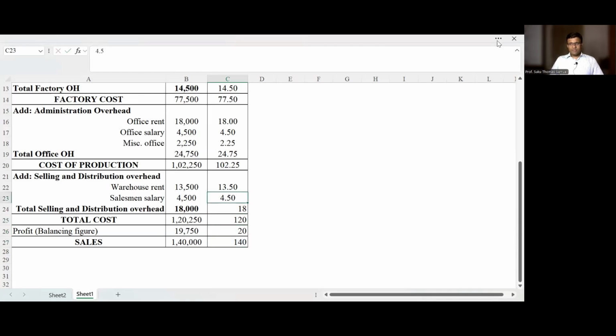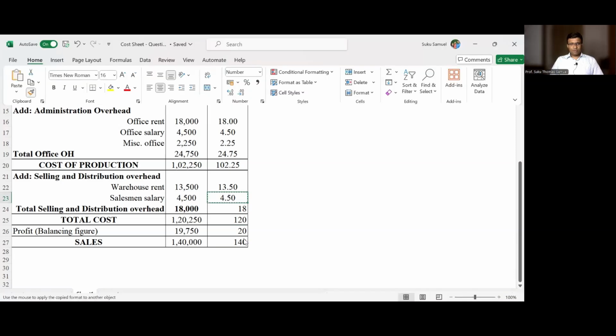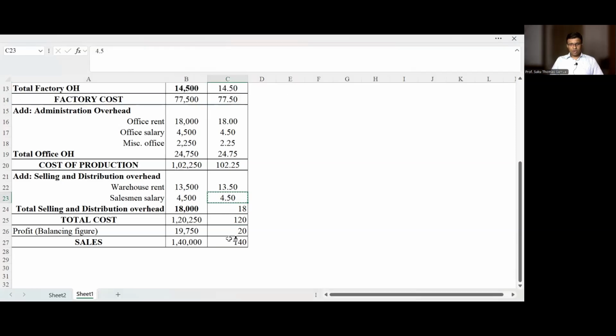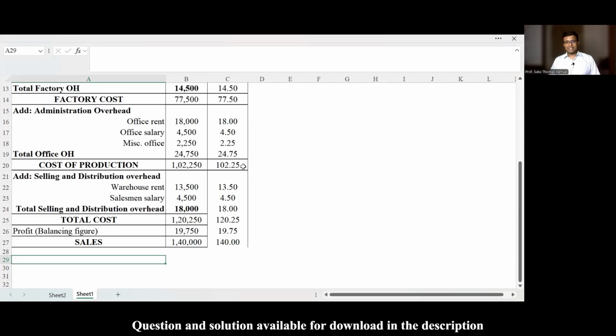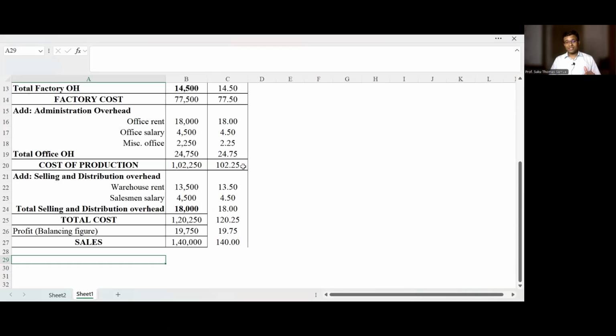With that, we have come to the end of the preparation of our cost sheet. We have prepared the cost sheet and it looks pretty much done. We have estimated the profit as a balancing figure from the given details. In case you wish to refer to this question, I have uploaded the link to the question and the solution in the description. You can refer to that as well.